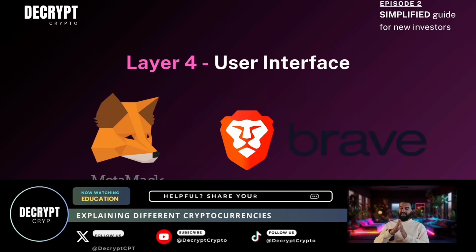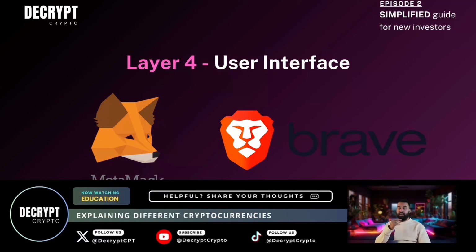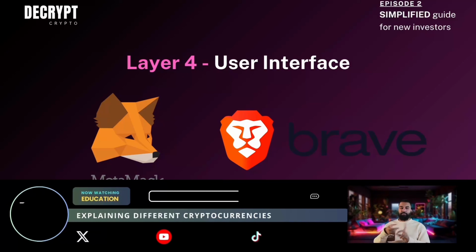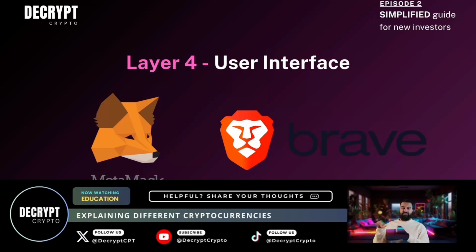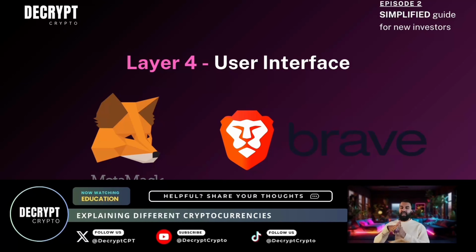Layer 4 is now to bring all of this together in one central user interface. A great example is MetaMask and Brave browser. What these layer 4 solutions are trying to do is basically centralize access for multiple different crypto assets, mostly layer 3 solutions. So if you own an NFT, a crypto coin, or a meme token, all of that will be held on a layer 4 solution such as MetaMask or Brave browser.